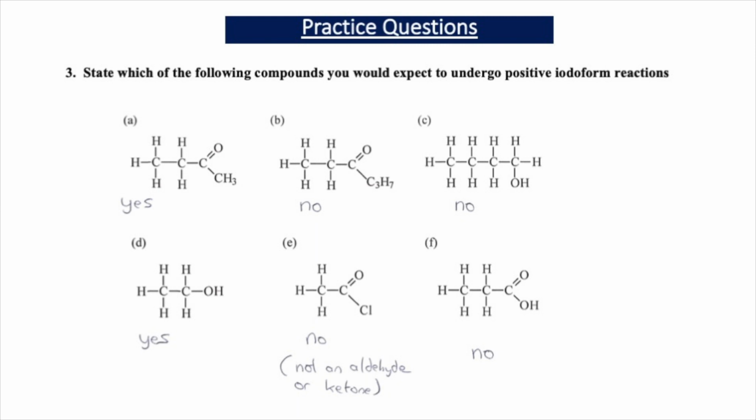And if I have compound E, although I do have a CH3 attached to a C double bond O, it's an acid chloride, not an aldehyde or ketone, so this doesn't give me a positive iodoform test. And if I look at compound F, I have a carboxylic acid here, and this doesn't give me a positive iodoform test. So out of these 6 compounds, A and D give positive tests.